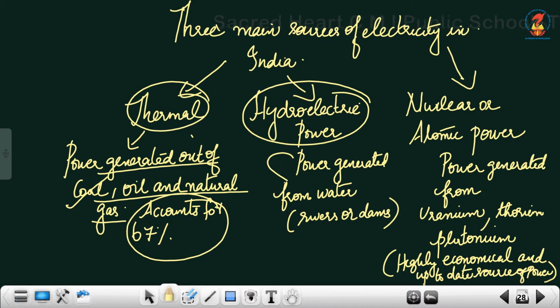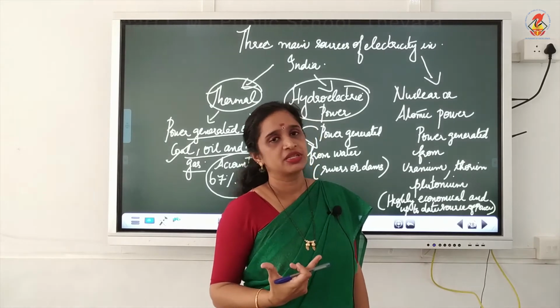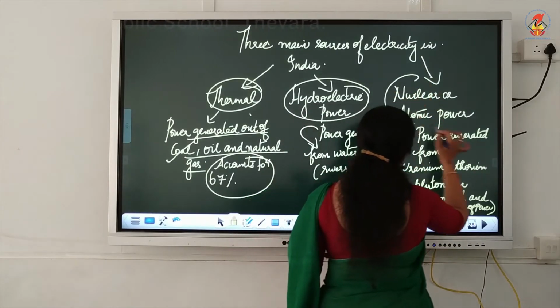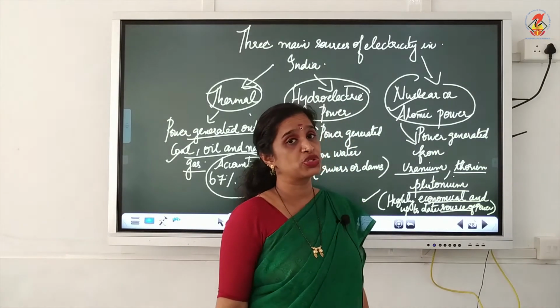It is power which is generated from water, mainly from rivers or dams. We have big reservoirs and dams. Next is nuclear or atomic power. The power which is generated from uranium, thorium and plutonium is known as nuclear or atomic power. They are highly economical and an up-to-date source of power.